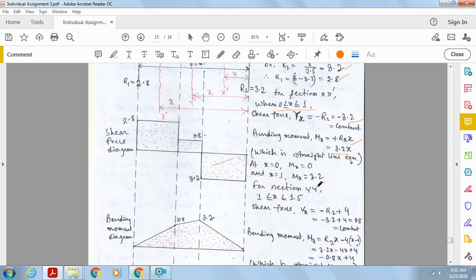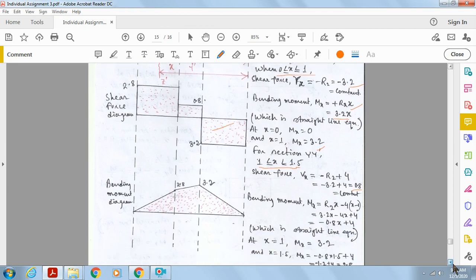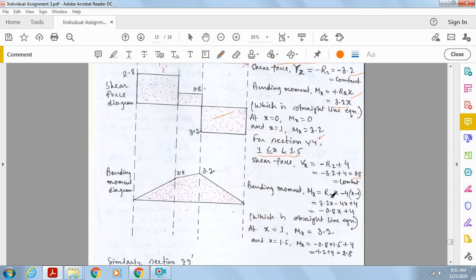Now consider another section, that is y dashed. Here the x is in between 1 to 1.5. So the shear force Vx will be equal to minus of R2 plus 4, so it is coming 0.8. Bending moment Mx is R2 into X minus of 4 into X minus 1. So put the value of R2, it is coming minus 0.8x plus 4. So this is also a straight line equation.